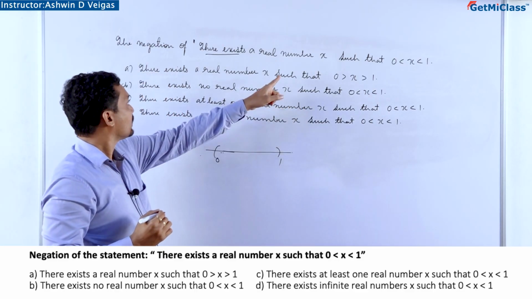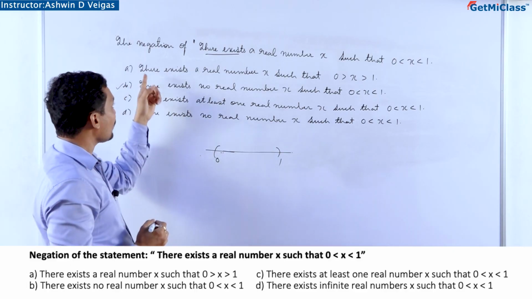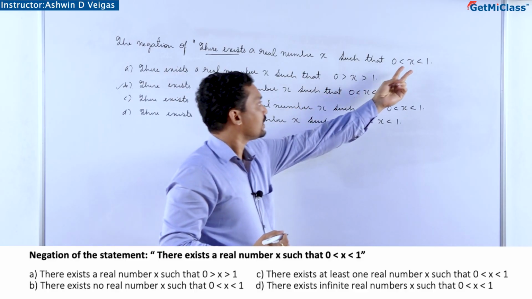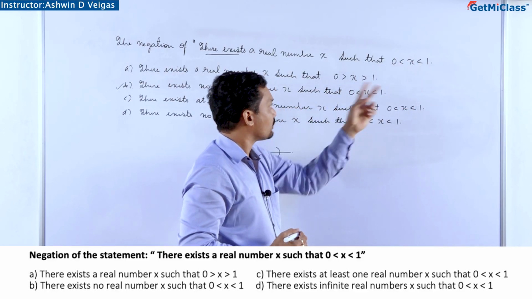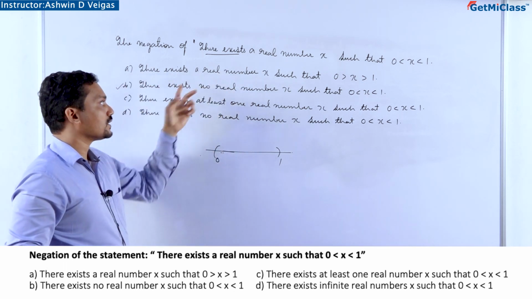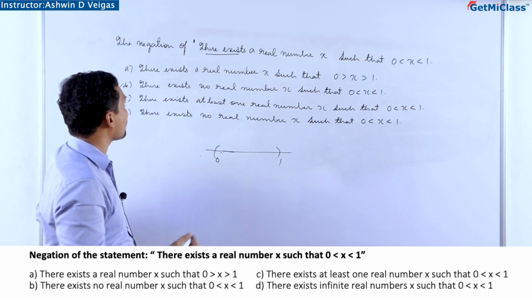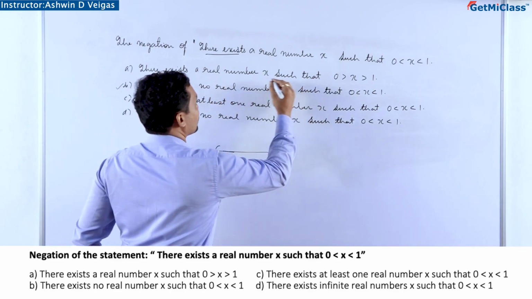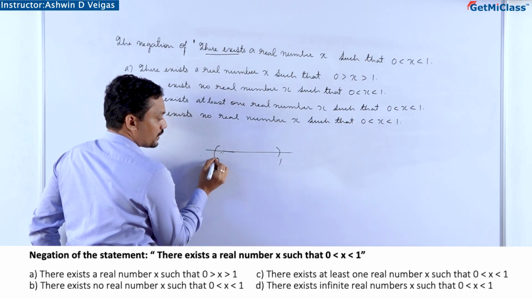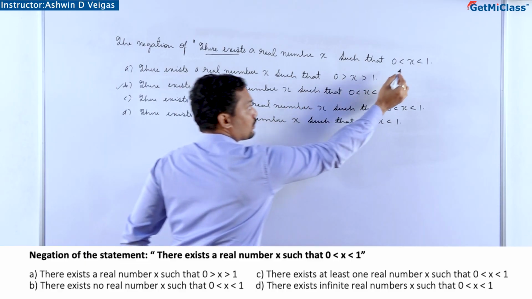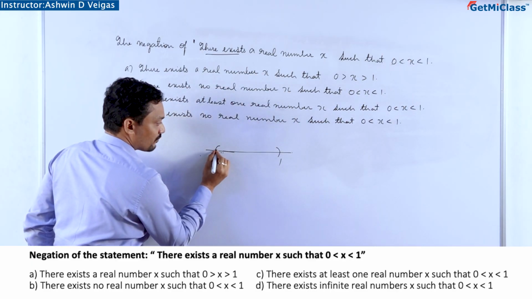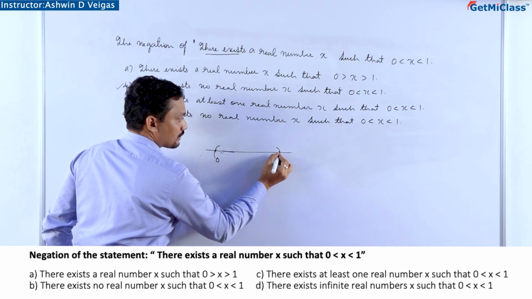Now, why not option A is the answer? There exists a real number x such that, now this condition less than has become greater than. Now let us try to understand this. This is very near to the answer, but it is not the correct answer. When you say there exists a number between 0 and 1, the number is not 0, see it is given open. So, the number is not 0, not 1. So, there can be any number from here to here.